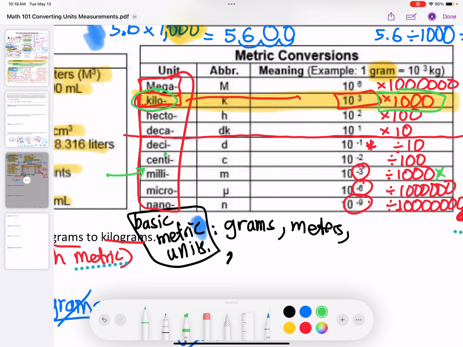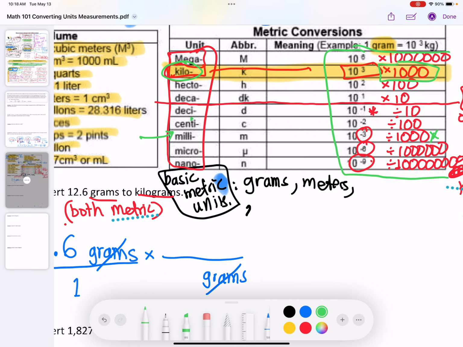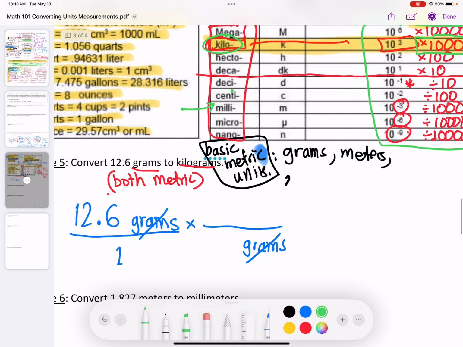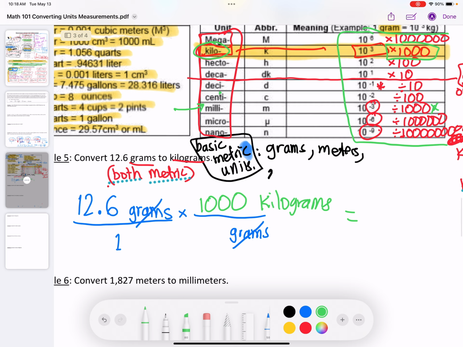Prefix: mega, kilo, hecto, deca, deci, centi, all that. Which prefix am I looking for? And then this part over here tells you what math to do. Am I multiplying or dividing, and by which level of 10? Is it 10, 100, 1,000? Okay, so I multiplied by 1,000. That's what that table says. And that gives me kilograms. That's it. And I think when you're converting from metric to metric, you might not need these.